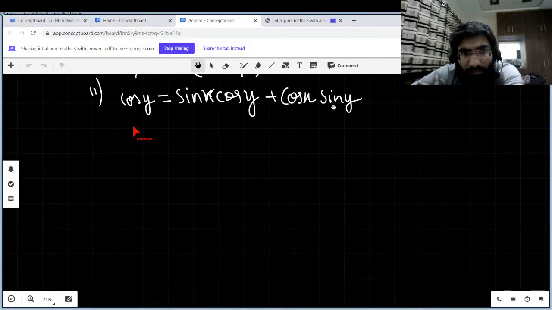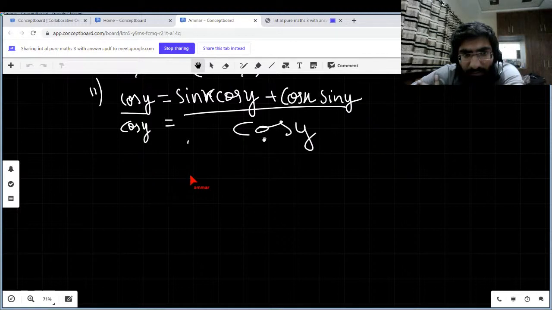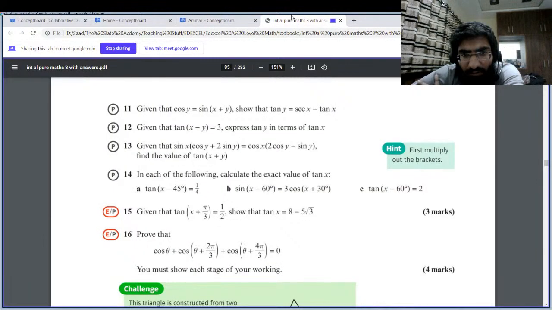Okay, so I just divide it by cos squared, right? So divide the whole thing with cos y. This will be 1, this will be sine x, and this will be tan y. What will happen is this will be 1, this one will be sine x, and this one will be tan y. Tan y?